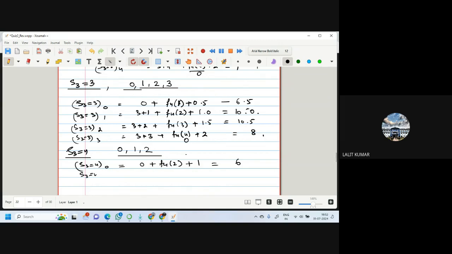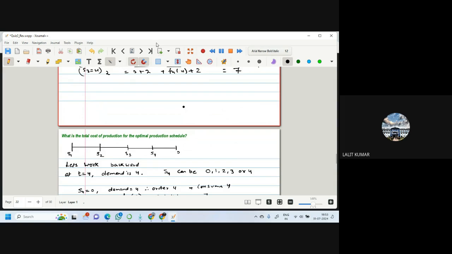S3 is equal to 4, order 1. So this becomes 3 plus 1, F4(3) plus 1.5, 3 plus 1, 4. This is 4, 4, 8 plus 1, 9.5. S3 is equal to 4. I order 2. 3 plus 2 plus F4(4), which is 0, carrying cost 2. So 3 plus 2, 5 plus 2, 7. Is this clear now?